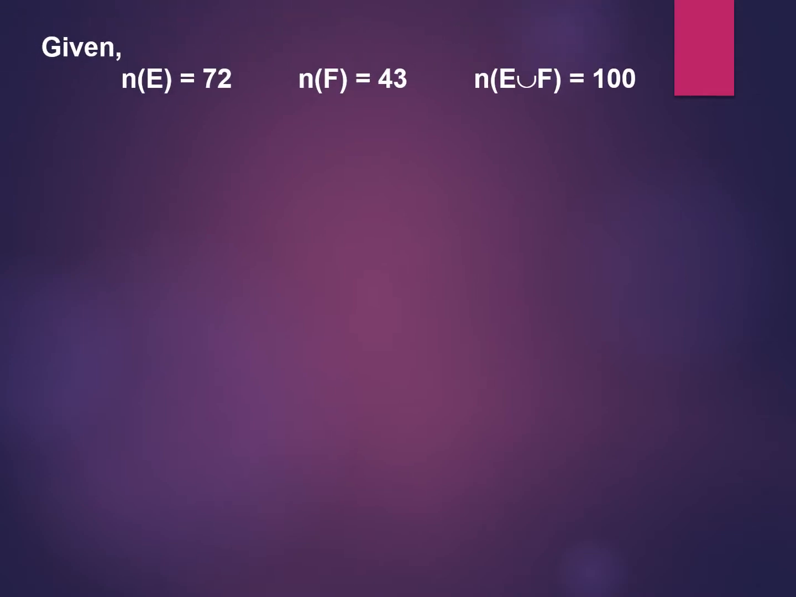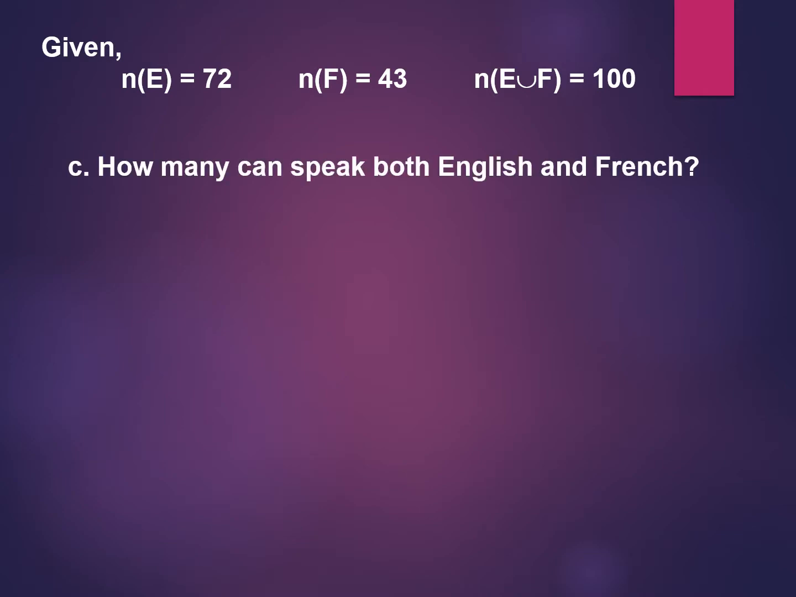Given the set E is equal to 72, set F is equal to 42, and the union of set E and set F is equal to 100. How many can speak both English and French? We will use this formula: the intersection of set E and set F is equal to set E plus set F minus the union of set E and set F. Now we will substitute the values.